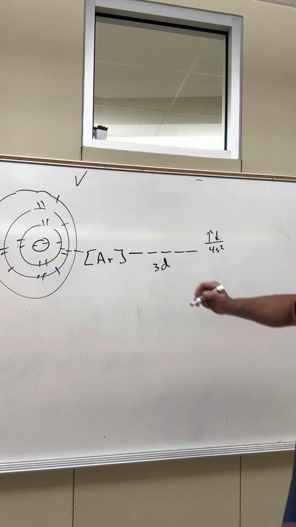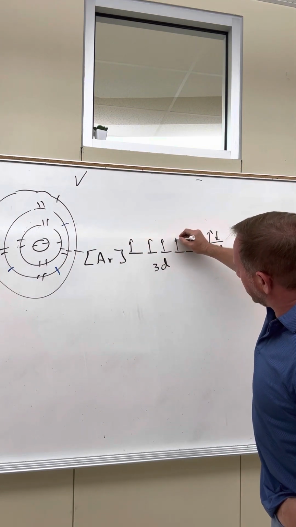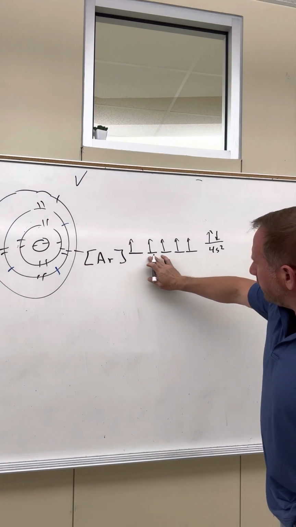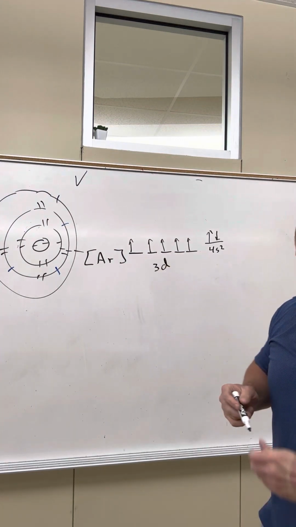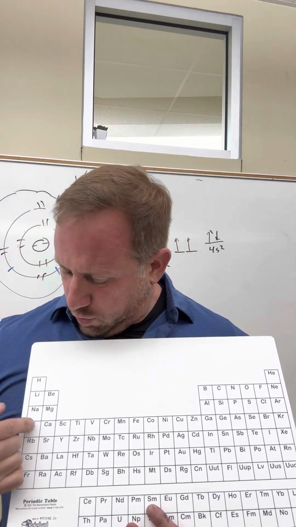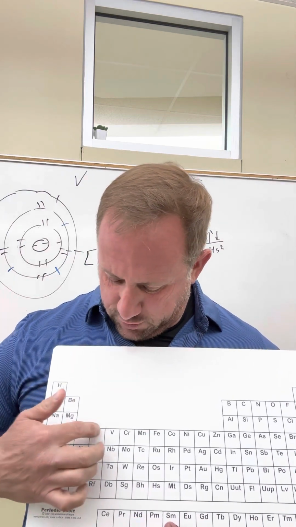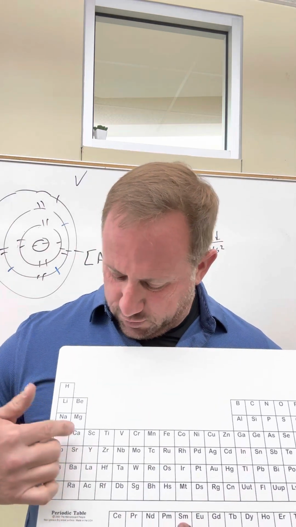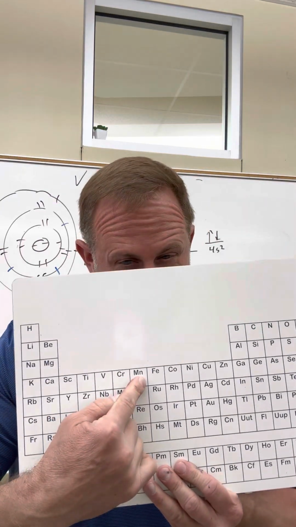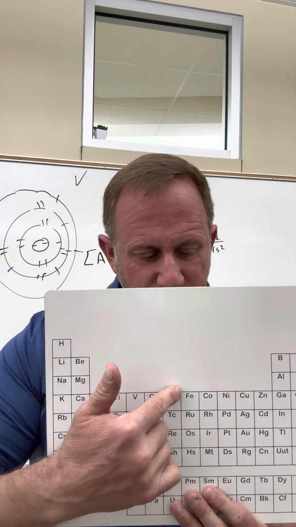Now, with that being said, we come up here and count 1, 2, 3, 4, 5. Notice my 4s2 is already there. So we'd come over and count 1, 2, 3, 4, 5, 6, 7. That's 7 total, and that's the 5th one right there. That's manganese. Now, when we get to manganese, something changes here.